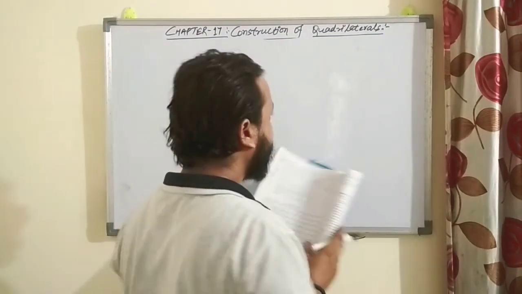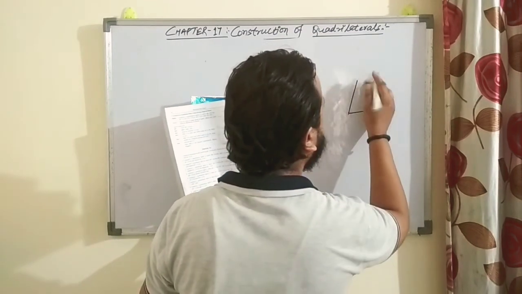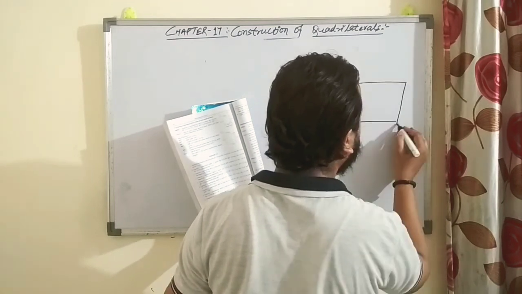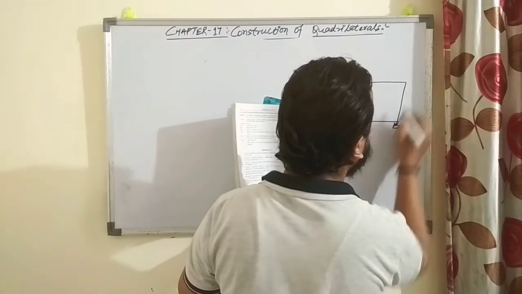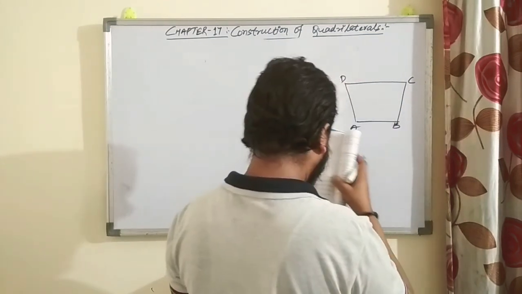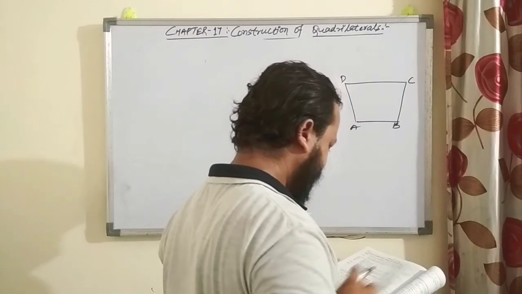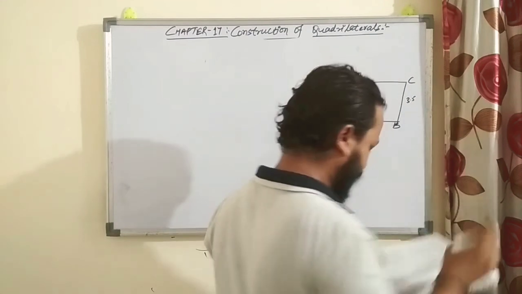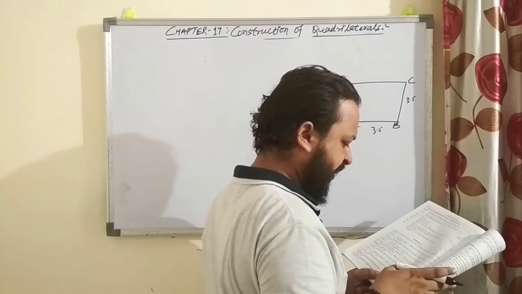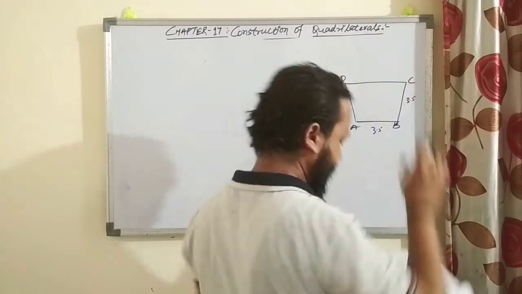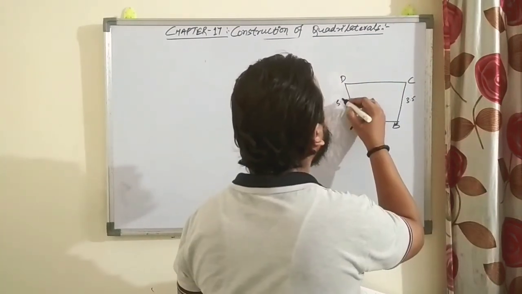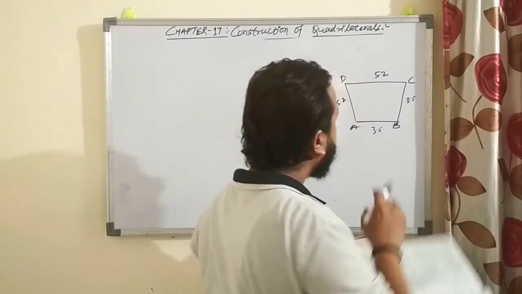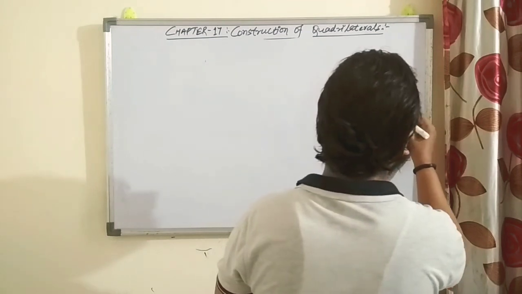So just draw a rough diagram. Suppose this is A, B, C and D. AB is equal to BC, which is 3.5, and AD is equal to CD, which is 5.2. Angle ABC is given as 120 degrees.